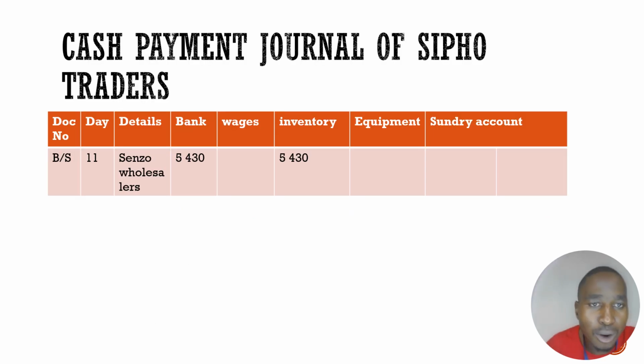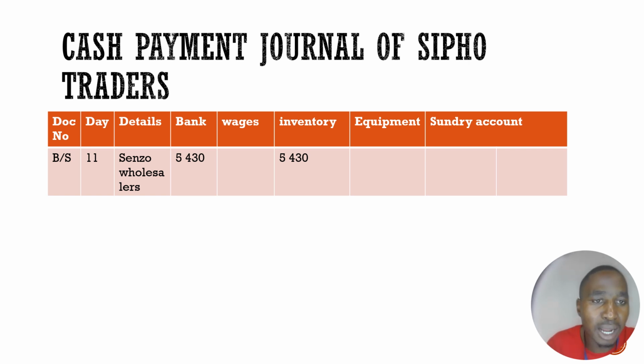Now, this is how we'll record in the CPJ. You'll have your document number. On the document number, you always write BS. That stands for bank statement. On the CPJ, you always write BS. Because you don't have a slip or a receipt that can prove that you've bought inventory, but you can see that on your bank statement. When you print a bank statement, it will show you where you spent your money. Is it clear? So we'll write BS on the source document.